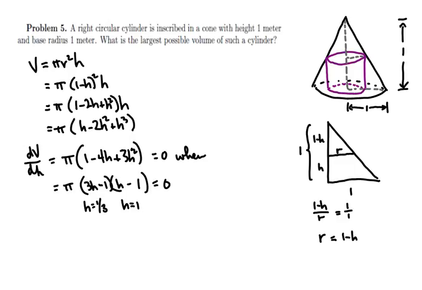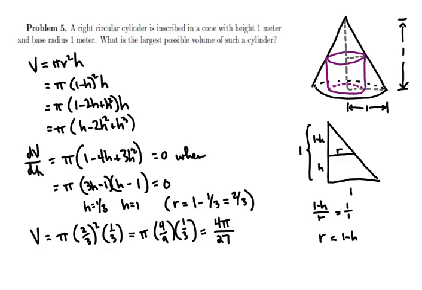But when the height is 1/3, the radius is 1 minus the height, which is 1 minus 1/3, or 2/3. So the volume will be pi times r squared, which is 2/3 squared, times h, which is 1/3. And we would get that the volume is pi times 4/9 times 1/3, which is 4 pi over 27. And that would be in units cubed, whatever the units were. Here they're meters, so meters cubed. And that should do it for that problem.